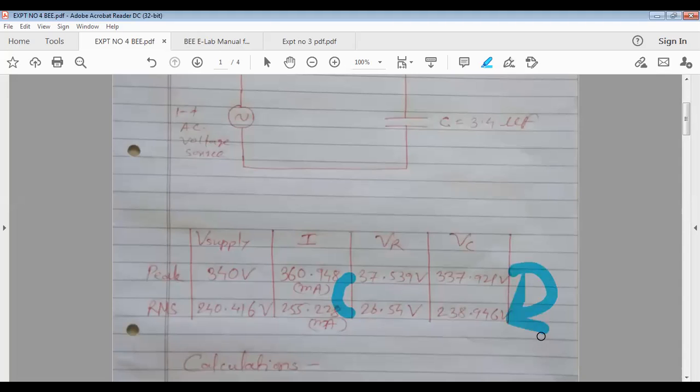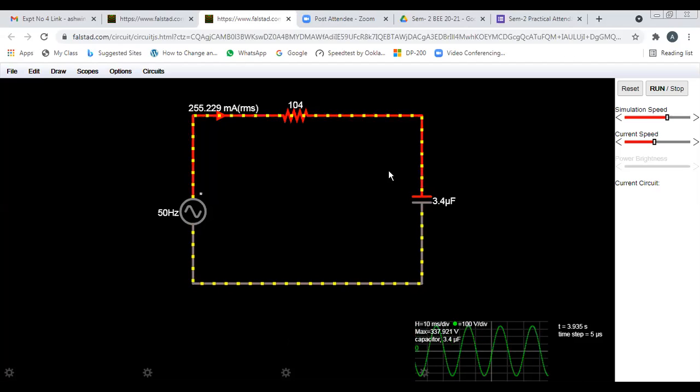That is how to complete the observation table. Is this clear? Any difficulty with this? You can try this in Multisim. Those who are interested can use Multisim also for this. So you design the circuit, note down I, VR, VC. Okay.